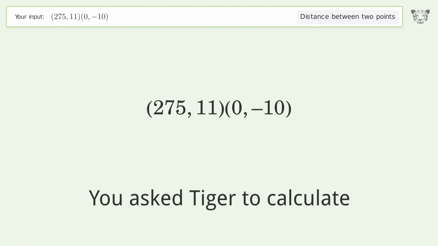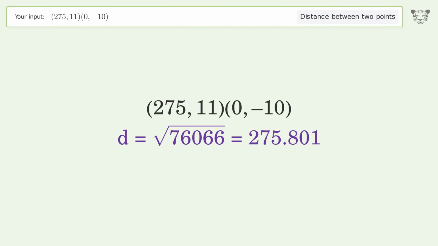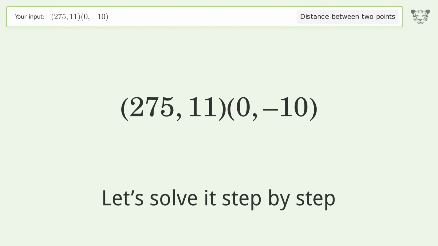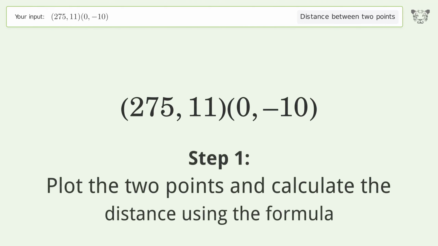You ask Tiger to calculate. This deals with the distance between 2 points. The distance between the 2 points is the square root of 76,066, or 275.801. Let's solve it step by step. Plot the 2 points and calculate the distance using the formula.